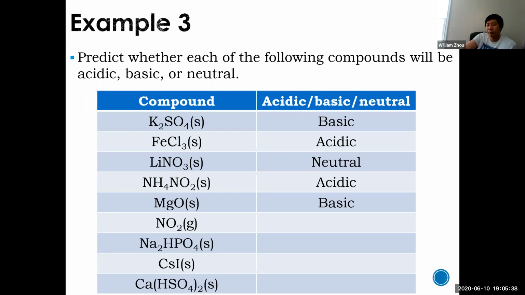NO2. Similar to the previous one. Nitrogen with an oxygen. Nitrogen is a non-metal. Acidic. That will be acidic. Okay. If metal oxides are basic, then non-metal oxides are acidic.